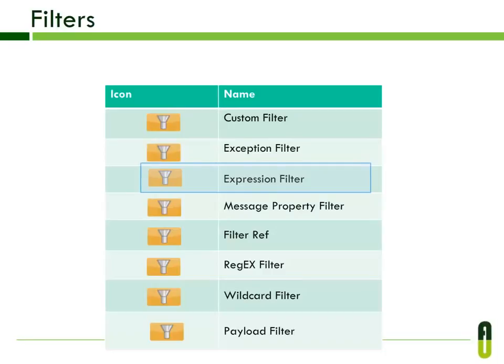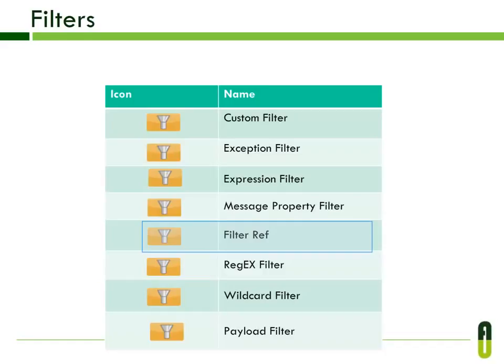Expression filter. The expression filter evaluates a range of expressions, providing different types of evaluators such as XPath, JXPath, OGNL, and also a custom evaluator. Message property filter. The message property filter allows you to add logic to your routers based on the value of one or more properties of a message. This filter can be very powerful because the message properties are exposed, allowing you to reference any transport-specific or user-defined property. Filter reference. This filter is used to reference a globally defined filter.